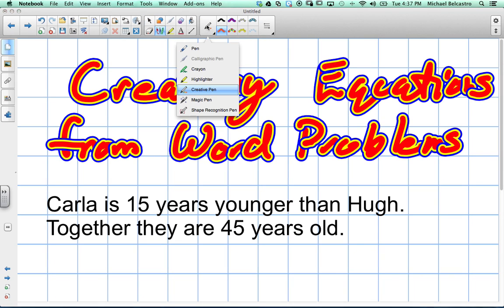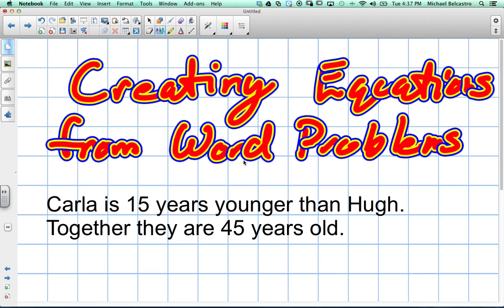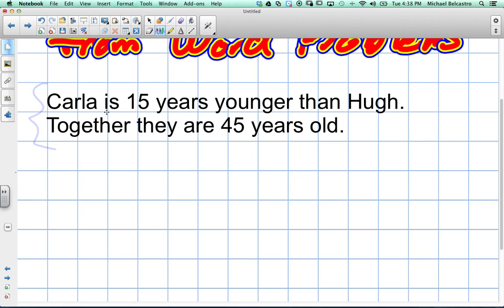Okay, so let's create some equations from word problems. But this time we're going to do it a little different. Exact same questions. Now we know what they're trying to do, and let's get the overall idea first. We know Carla is 15 years younger than Hugh, and together they are 45 years old. So I'm just going to write their names on top. We know that Carla's age plus Hugh's age gives us what?